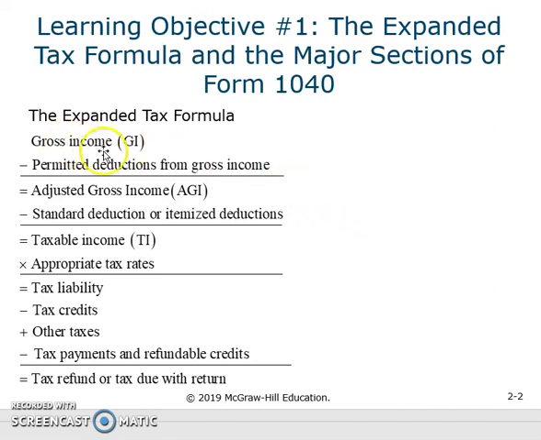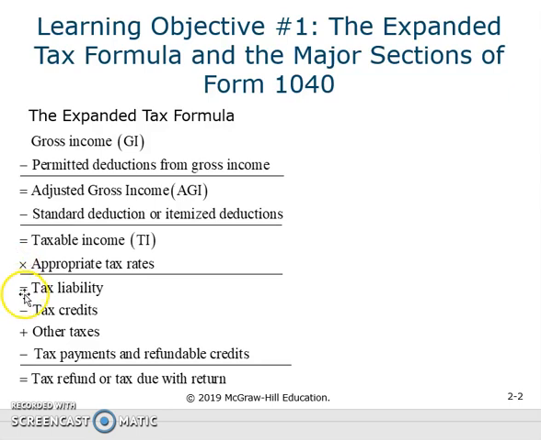So our tax formula is going to start off with our gross income. We will subtract any permitted deductions from gross income to get our adjusted gross income, which will become a very important number as we go throughout this course. From adjusted gross income, we'll subtract either the standard deduction or itemized deductions, which we'll talk about in a later chapter, to get our taxable income.